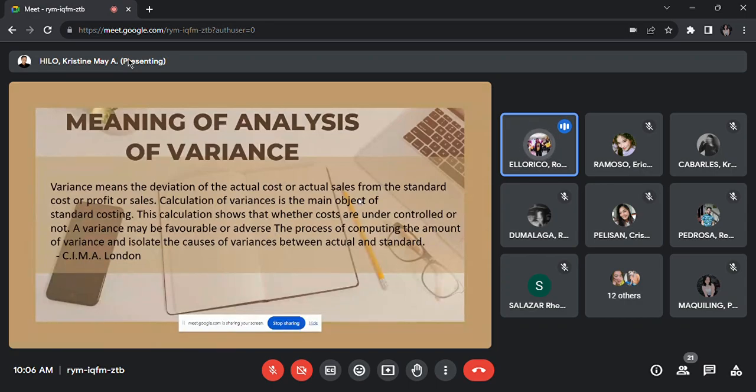...or profit is better than the standard profit, it is known as the favorable variance. On the other hand, when the actual cost is more than standard cost or profit is worse than the standard profit, it is known as unfavorable or adverse variance. Next slide.